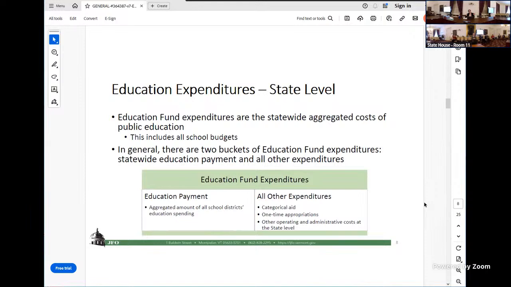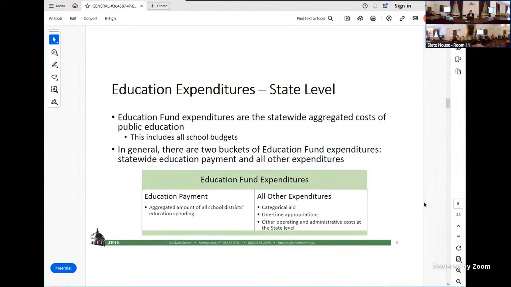So we have all of these school districts building their budgets based off of local decisions, state decisions, federal decisions, putting them to a vote. We have that happening across the state. And then we zoom out and we say, okay, at the state level, what do education expenditures look like? And the Ed Fund is essentially the statewide aggregated costs of public education. It includes all school budgets, except for those federal dollars that we're not talking about.